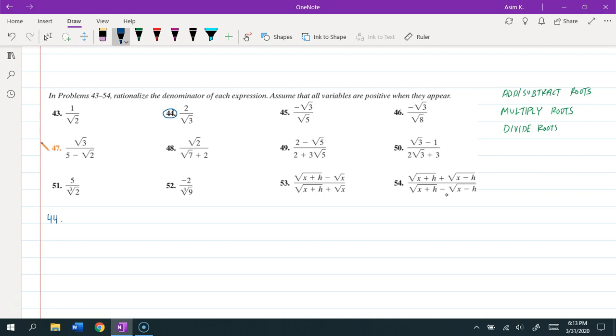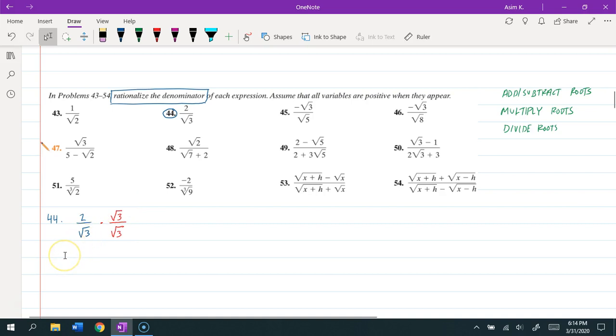So 44 says 2 divided by root 3. That's all it says, it doesn't say anything else beyond that. Again, the topic is called rationalizing the denominator, and rationalizing the denominator simply means to do the following: multiply by what's in the denominator. The root in the denominator was a 3, so only use the root part of it. So you multiply on the bottom and the top by root 3.